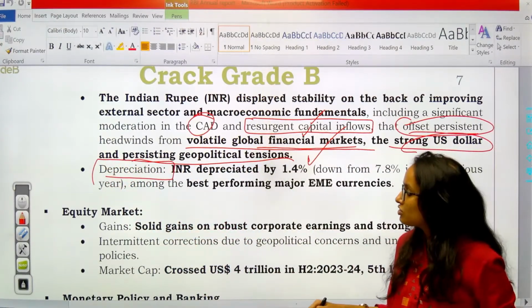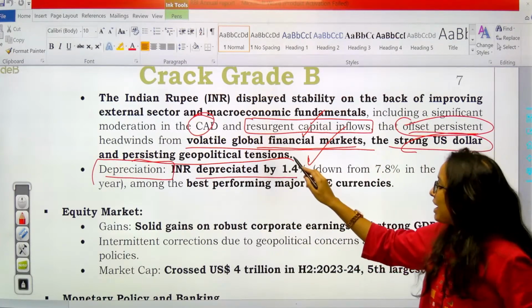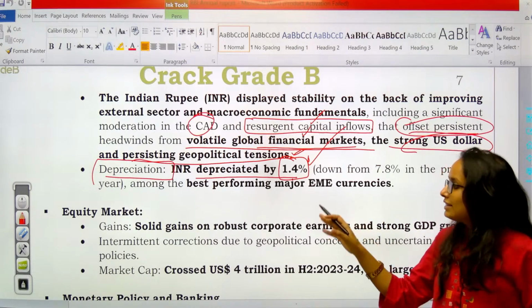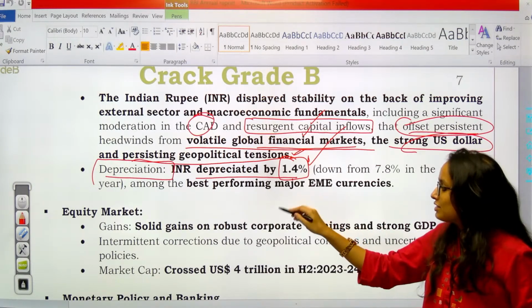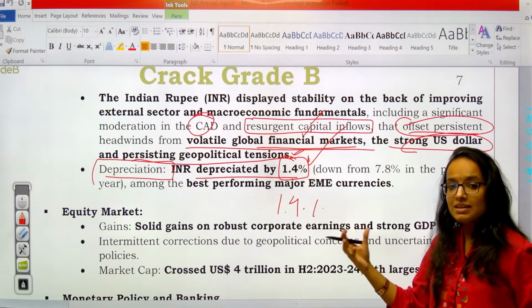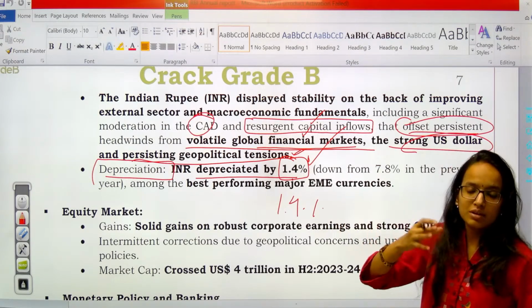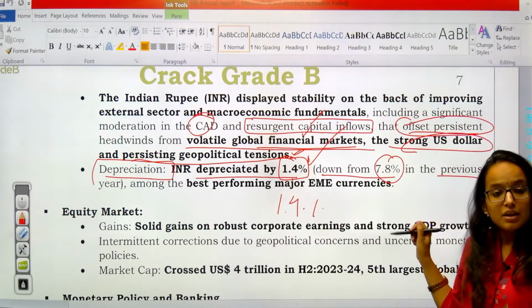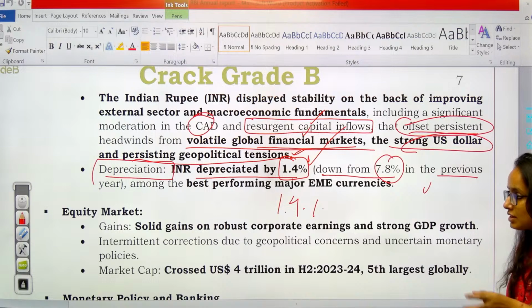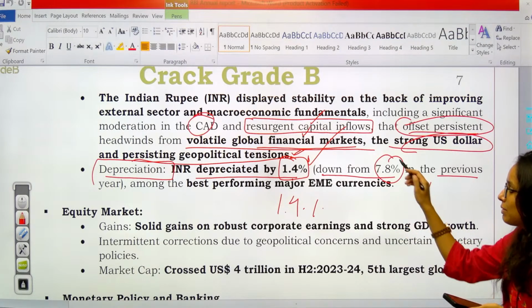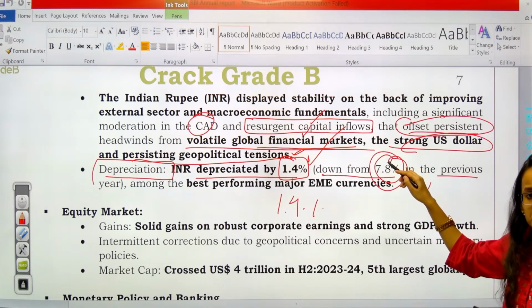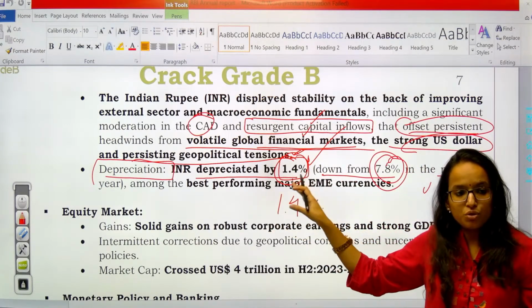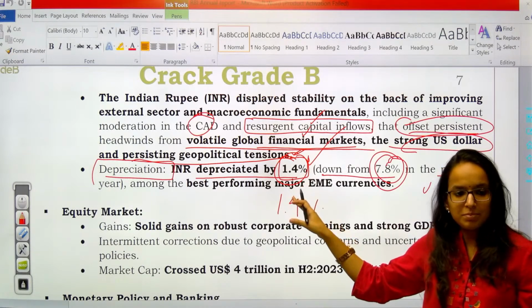If we talk about depreciation, the report says the INR depreciated by just 1.4%. Why am I saying just? Because it is lower compared to the previous data, down from 7.8 in the previous year. In the previous year, the rupee depreciated by 7.8%, but now it has depreciated only by 1.4%. So this shows stability, isn't it?